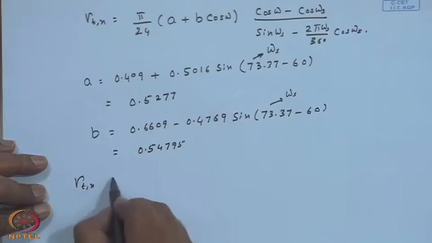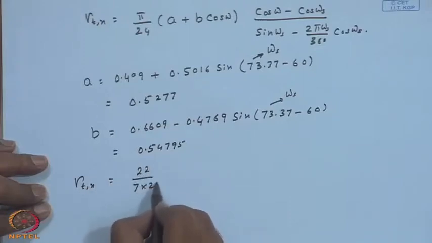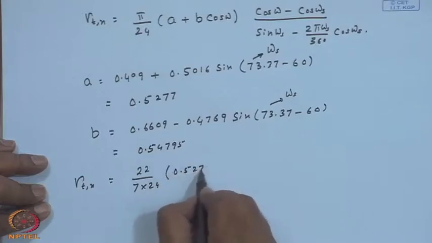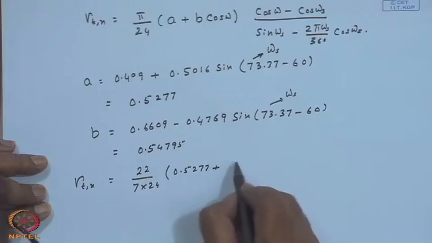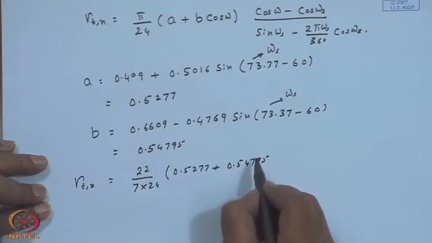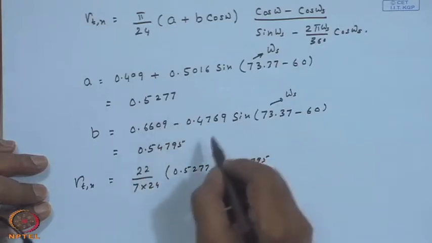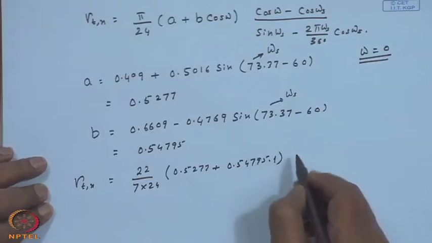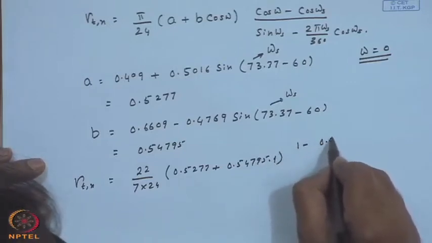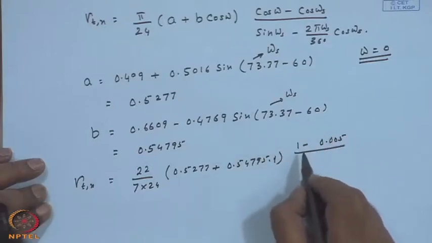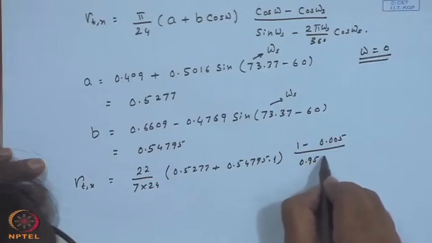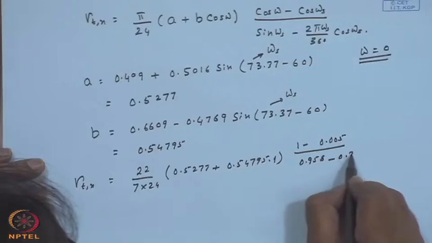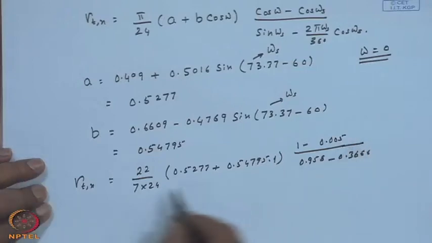So, you have got RTN is 22 by 7 into 24 times 5277 plus B is 0.54795 into cos omega, omega is 0 because it is the noon time, into 1 to be explicit, times again 1 minus 0.005, omega s is 73, pretty large, cos omega close to pi by 2 by 0.958, sin omega s, it will be close to 1 minus 0.366. So, this will turn out to be 0.236.